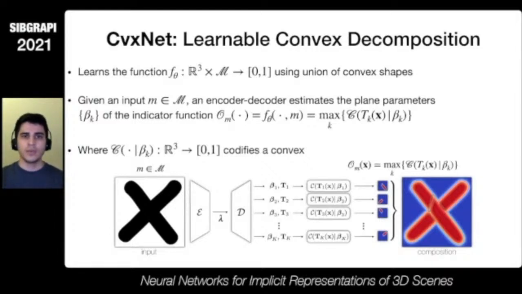Let's see how these networks operate. Given input M, an encoder-decoder estimates the parameters of the planes, the pairs of betas and t's. Betas are a collection of half-space parameters used to construct the convexes, and t's are the convex positions. Each t corresponds to an origin of a convex object. Therefore, the desired indicator function is then given by taking the maximum of the indicator functions of the convexes.